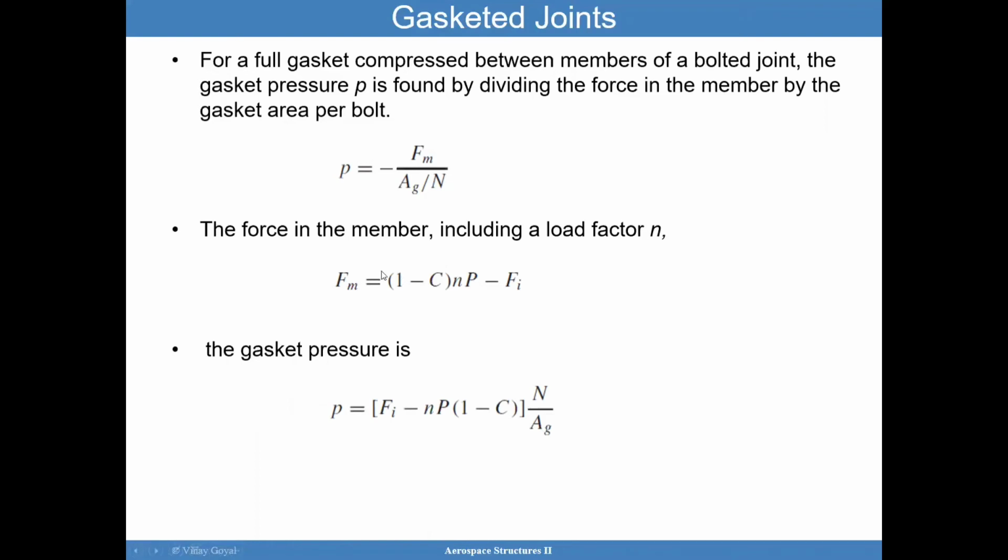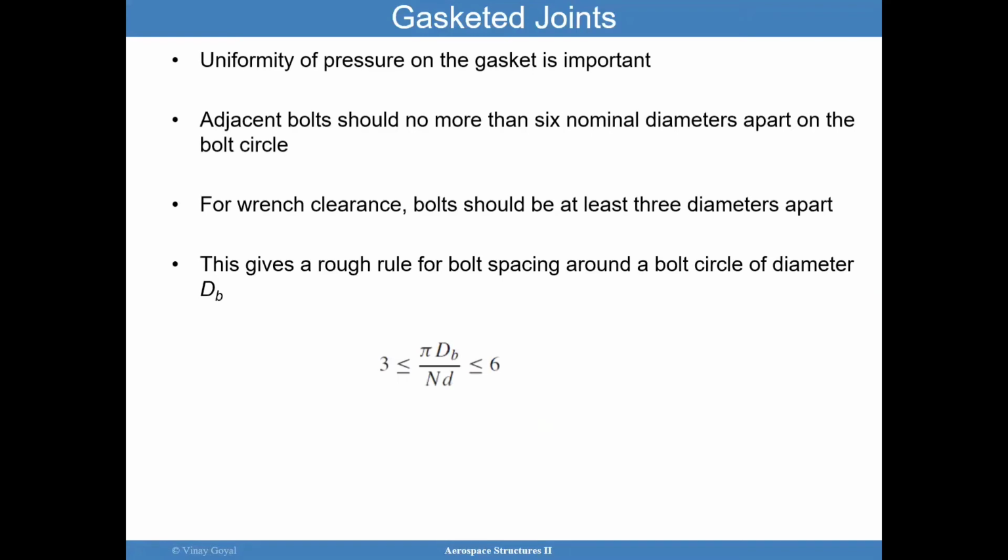Really it comes down to making sure that the gasket pressure is sufficient to prevent a leak. So you want to keep the members in compression. That really is very important for these kinds of applications. AG is the gasket area per bolt, and FM is the force acting on that member, as discussed earlier. Uniformity of pressure on the gasket is important. Adjacent bolts should not be more than 6 nominal diameters apart on the bolt circle. For wrench clearance, bolts should be at least 3 diameters apart. That will give you a good rule of thumb for bolt spacing around a bolt circle of diameter dB.